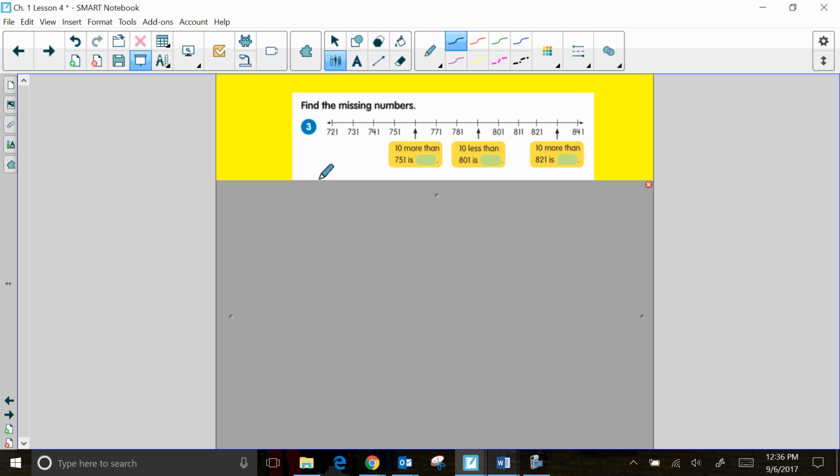So let's give it a try over here. We have 721, 731, 741, 751, a blank, 771. It says here in my clue box, 10 more than 751 is what? If I notice that my tens place is what's missing, I'm counting by tens. 20, 30, 40, 50. 10 more than 50 is 60. So my number missing here should be 700 because my hundreds place stayed the same. My tens is what I was counting by, so this becomes 60, and my ones place stays the same.